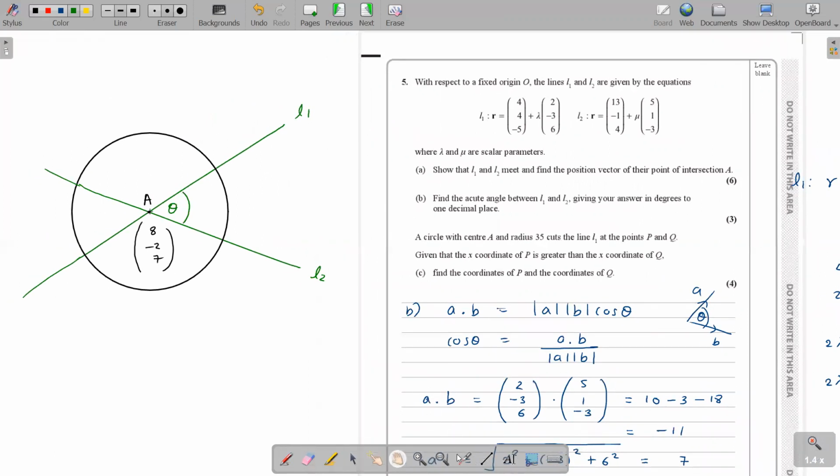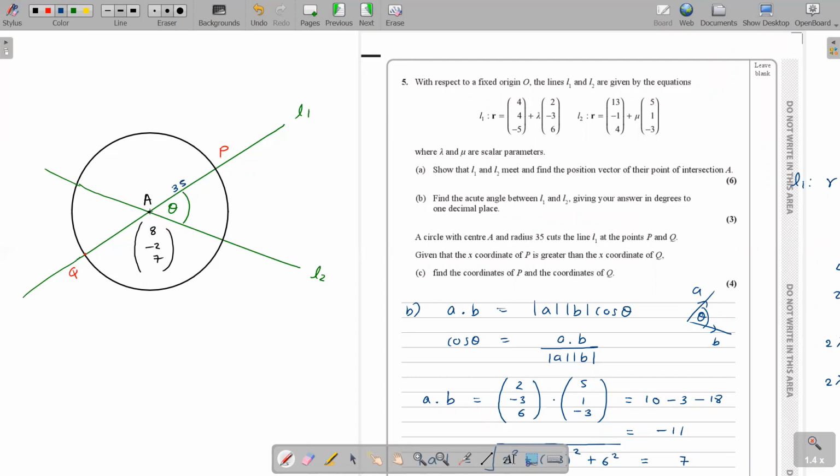We are given that the x coordinate of P is greater than the x coordinate of Q, which means P is in front. So if I count what I have drawn, P should have a greater x value, which means P is to the right, and Q should be more to the left. So the circle cuts the line 1 at the points P and Q. They have told you the radius is 35. So how do we get the coordinates of P and Q?